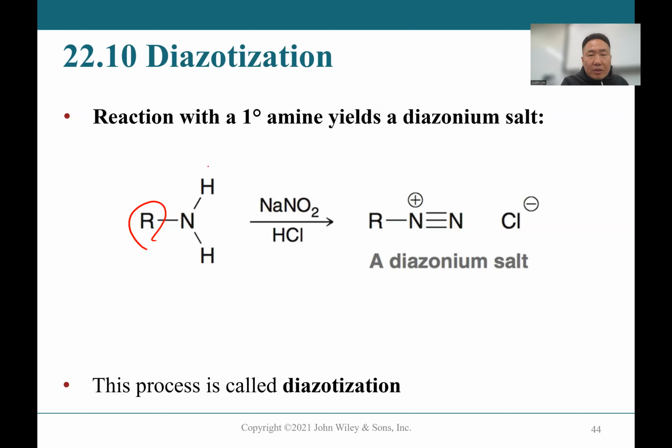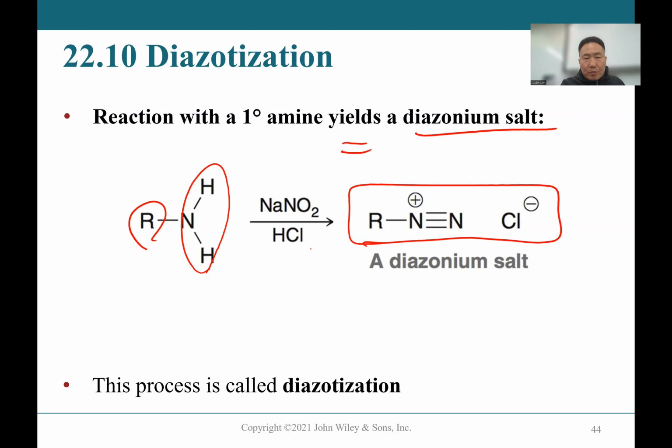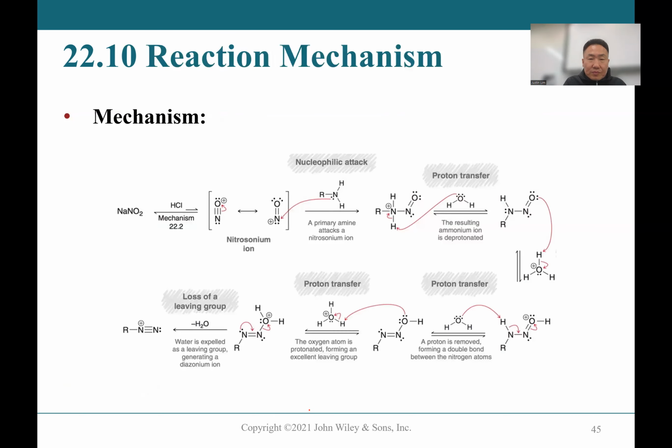A primary amine yields a diazonium salt. This is the diazonium salt. This process is diazotization. When you look at the mechanism here, the primary amine attacks the nitrosonium ion, the resulting ammonium ion is deprotonated, and after proton transfer and loss of the leaving group, finally you get the product.